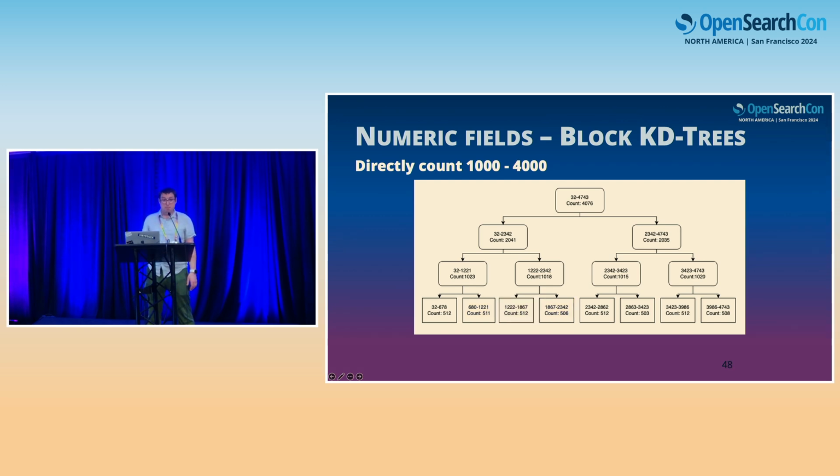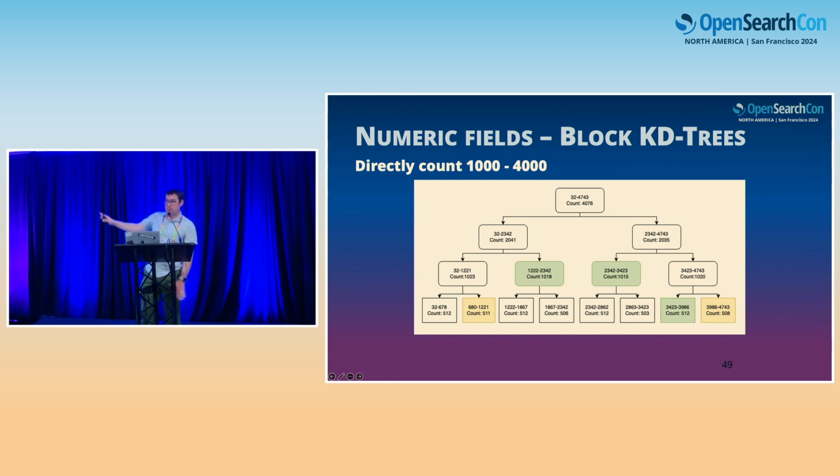Now this gets even more efficient when you've got a bigger range or more documents, and therefore more leaves. So let's say we're counting 1,000 to 4,000. I hope you can see that each of the green nodes here is entirely within that range. And so we can just count them, right? Just read off the counts and add them to our bucket count.